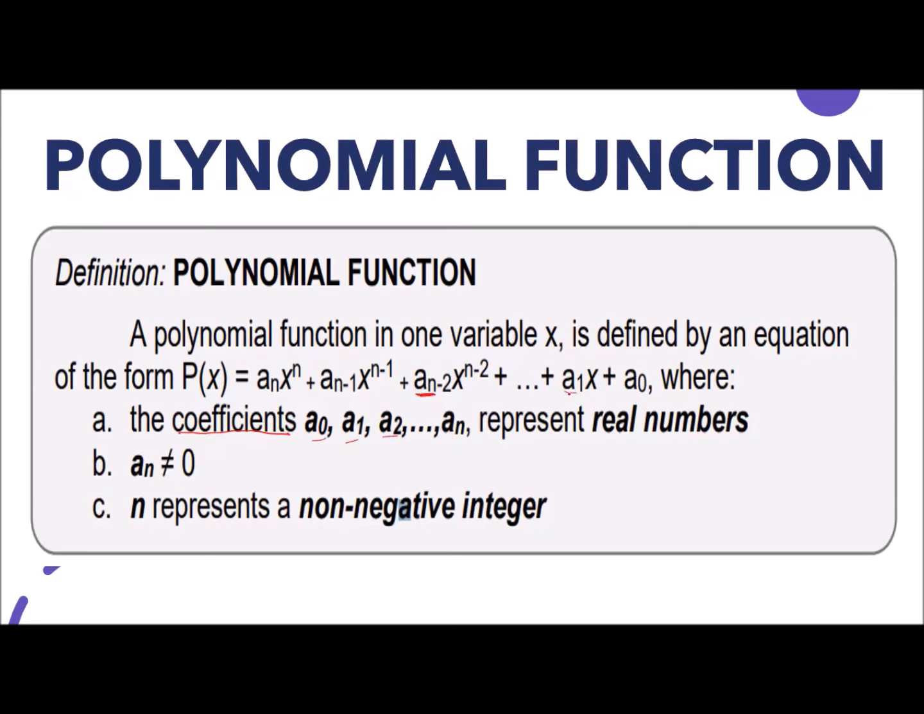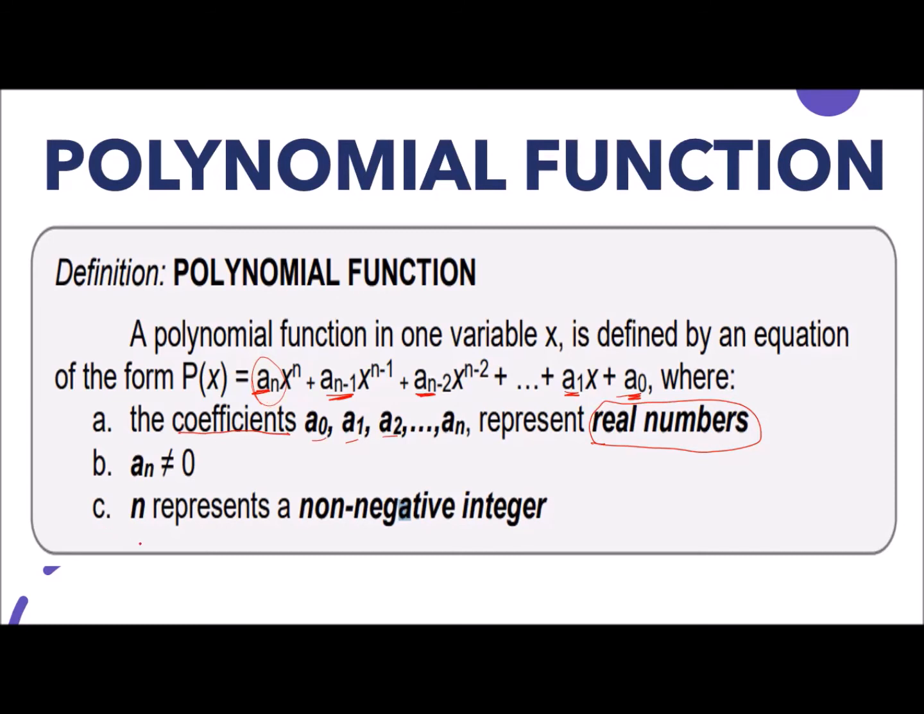ito po iyon. Dapat daw, yung mga coefficients na yan ay real numbers. Ano yung ibig sabihin ng real numbers? Totoong numero. Okay? So, ibig sabihin yan, numbers that could be seen in a number line. And then, a sub n should not be equal to 0. Ito yon. Kasi, it doesn't make sense if that is 0. Because 0 multiplied by a variable is also 0.